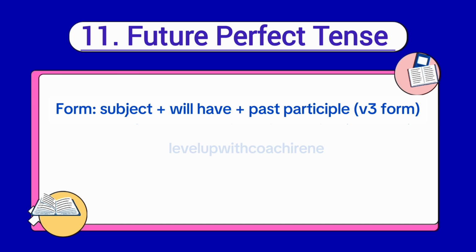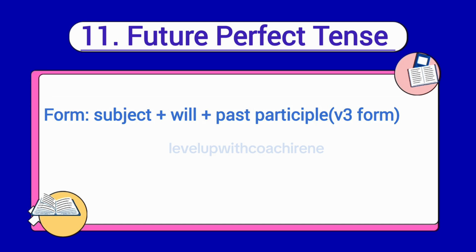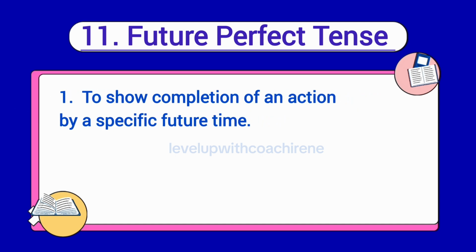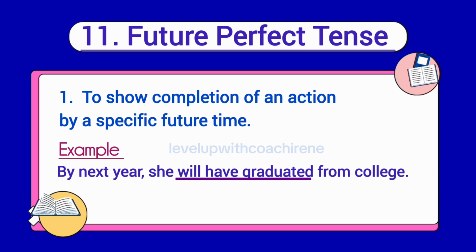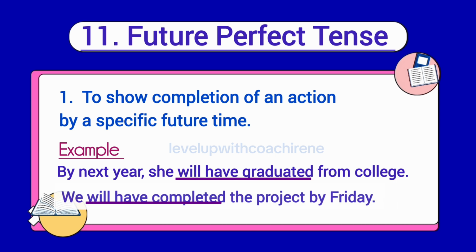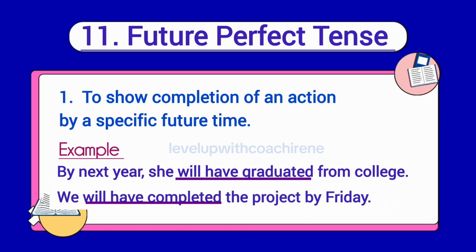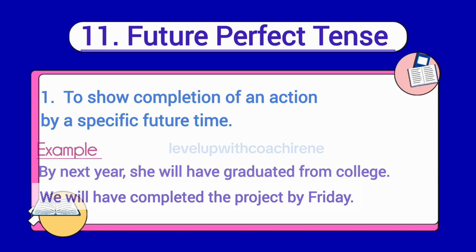Let's look at when to use the future perfect. Number 1, to show completion of an action by a specific future time. For example, by next year, she will have graduated from college. We will have completed the project by Friday. In these sentences, you can see that the future perfect was used to express that something will be finished by a particular point in the future.